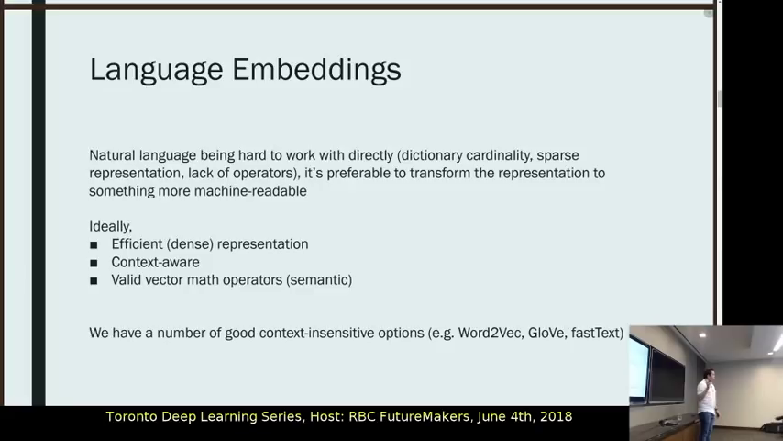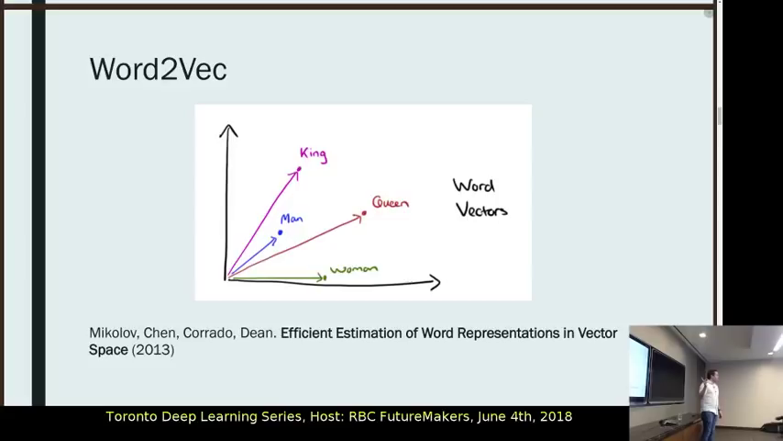And we've all seen this before. This is Word2vec. Ideally, we want those operations. I want to be able to do king minus man plus woman is approximately equal to queen. I want to be able to look at the angle between. I even want to be able to take averages. I want all the math. So that's one of the reasons we care so much about these dense representations.